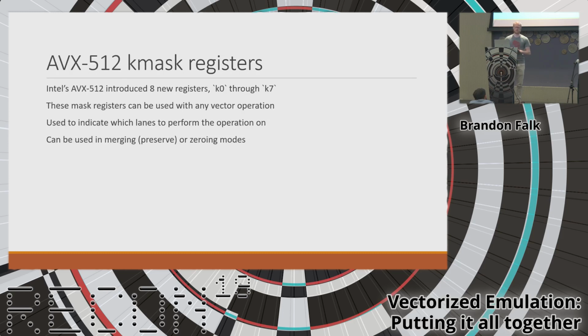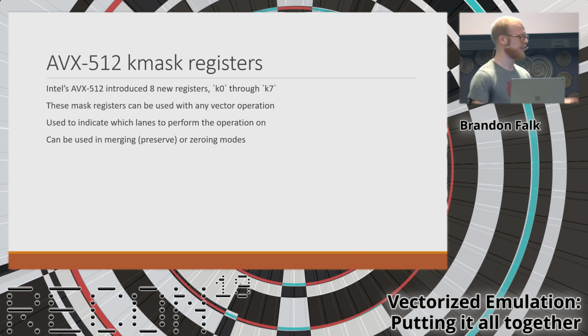Kmask registers are 8 new registers that they added. Technically, they're 64 bits wide, but you really only use 8 or 16 bits. They are labeled K0 through K7. K0 is actually hard-coded to all Fs, but the other 7 remaining registers can be used for general-purpose use. What you're able to do with these mask registers is specify to every single vector instruction, or most vector instructions, which lanes you want operations to be performed on.